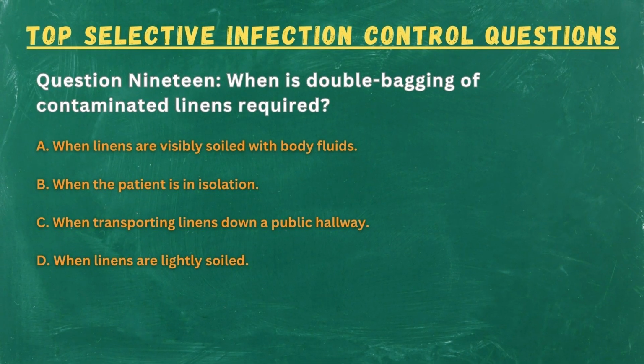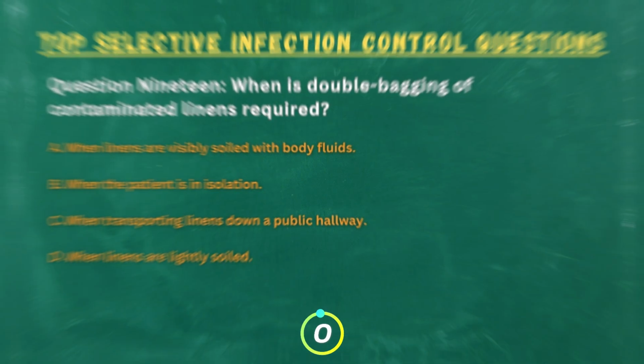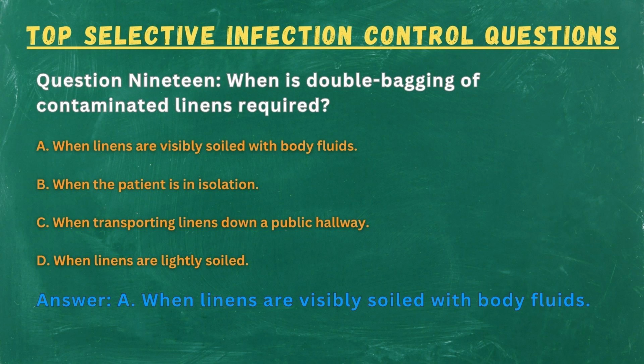Question 19. When is double bagging of contaminated linens required? A. When linens are visibly soiled with body fluids. B. When the patient is in isolation. C. When transporting linens down a public hallway. D. When linens are lightly soiled. Answer: A. When linens are visibly soiled with body fluids.